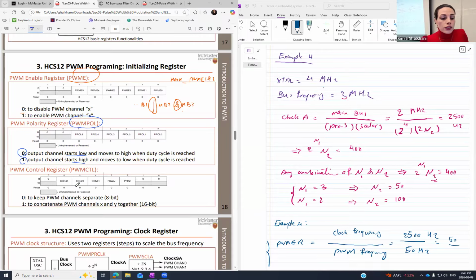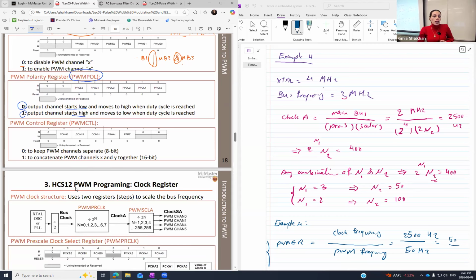For example, if you want to look at the control register, for the control register you again have an 8-bit register in here, but look at here. This bit 1 and 0 and 1, and of course this 7, these are by default 0. These are by default deactivated. I have nothing to do with those 2 bits. And all I have is from bit 2 to 6. Therefore, if I want to keep PWM channels separate, meaning if I wanted 8-bit, I have to put 0 in here. If I want to just keep PWM X and Y together, then I have to put 1 and make it 16-bit instead of 8-bit.